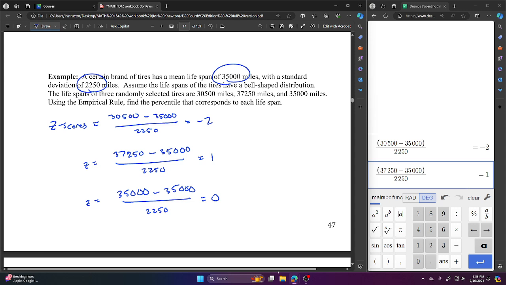What I want to do is draw the bell curve and see where they land, and then we can do this percentile thing in just a second. So this is just a recap of the z-scores. In the middle we have 0, and then we have 1, 2, that's good enough, and then on the side -1, -2.